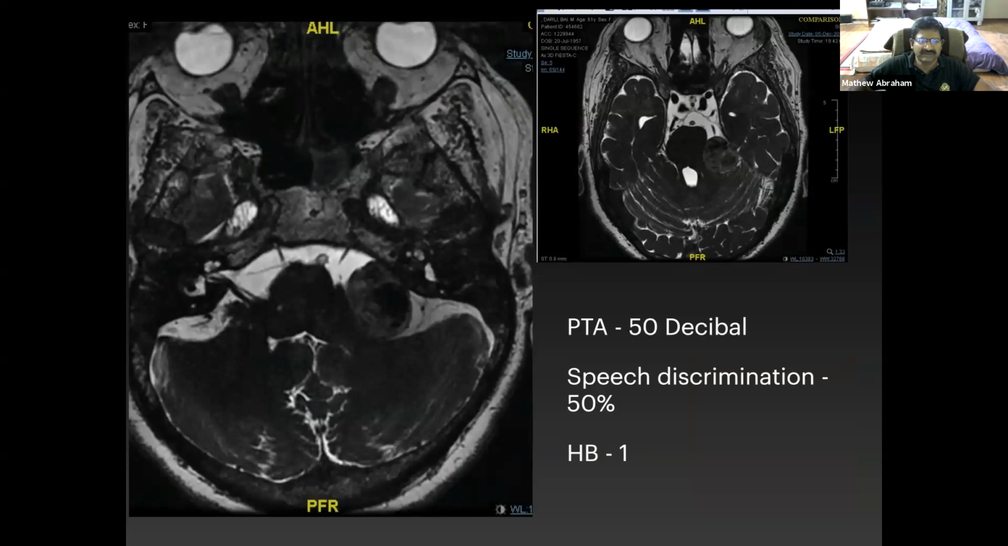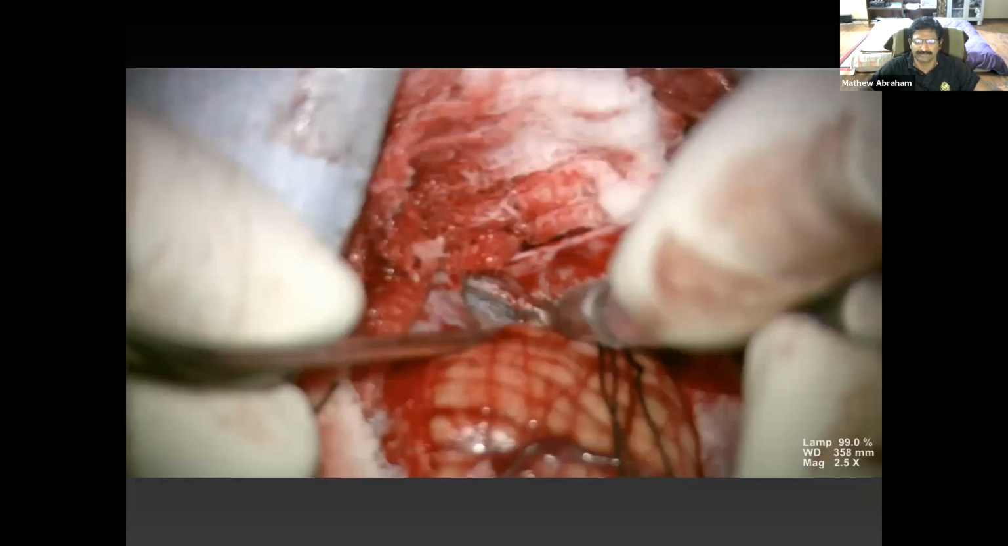So this is the lesion. It is 30 millimeters by 29 millimeters in size. This is lying in the cistern here. This is a FIESTA scan. You can see the opposite nerve as well as the cochlea here. I shall first go into the initial approach towards this tumor.